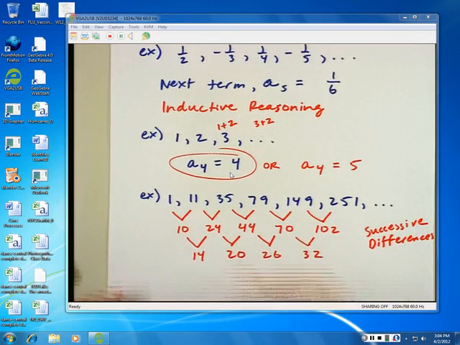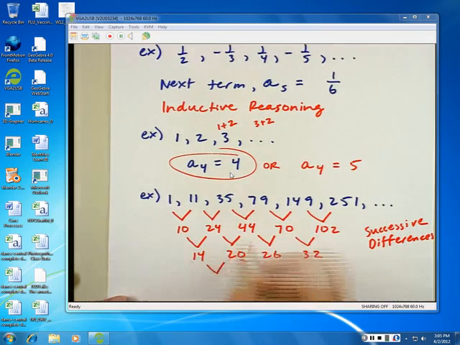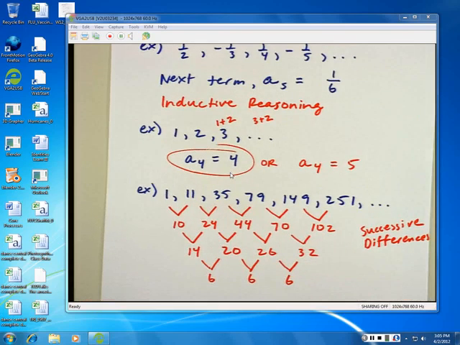And I can prove that with one more level of my differences. 14 and 20, their difference is 6. 26 minus 20 is 6. 32 minus 26 is 6. So now I need to work my way back up. Let me get my yellow pen. Work my way back up to the next term.